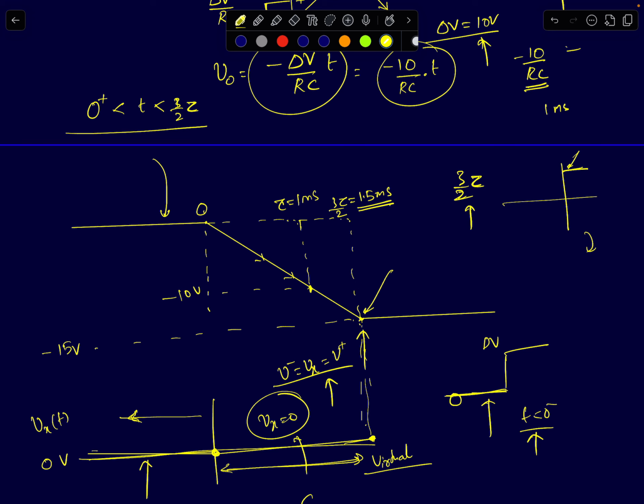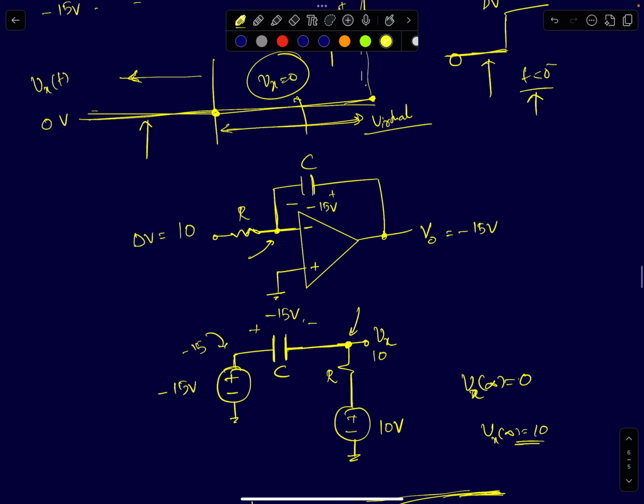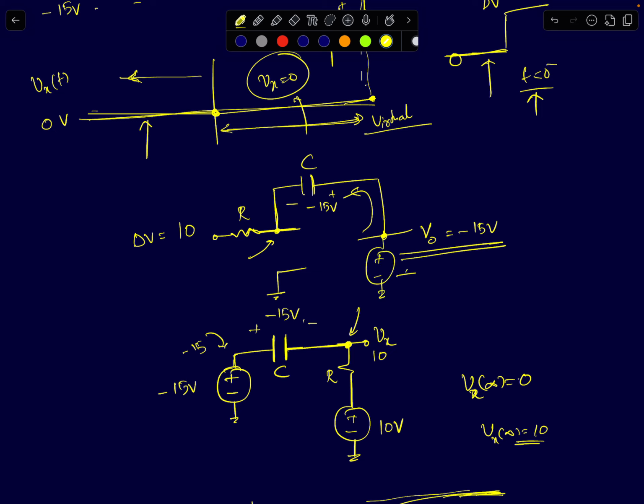From then onwards, once the output reaches minus 15, your op-amp's output voltage cannot increase any further. It will stay put at minus 15 volts and it will keep supplying whatever current the circuit demands. From that point onwards, I can simply remove the op-amp. There is no negative feedback anymore. The op-amp is no longer in the picture. It will just act like a DC voltage source of value minus 15 volts.